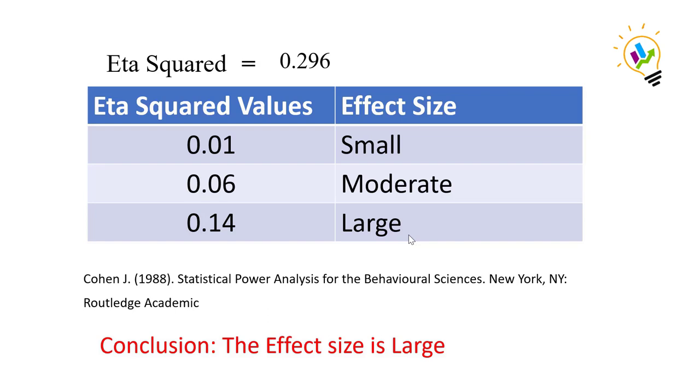So in this example, we have taken the weight before starting the weight loss program and after starting the weight loss program for 22 respondents. First we did the paired t-test and came to the conclusion that there is a significant difference. And using the formula, we found that the effect size is large.